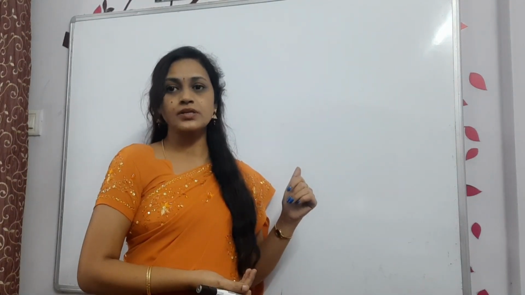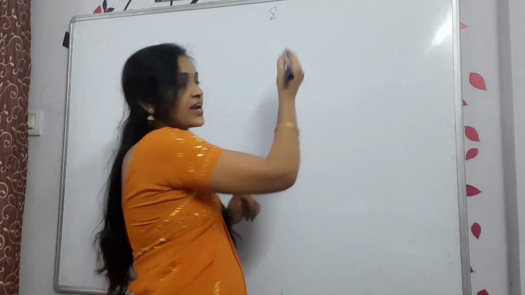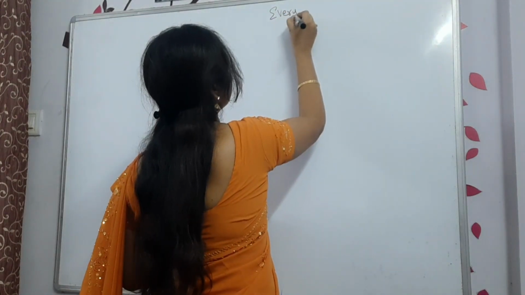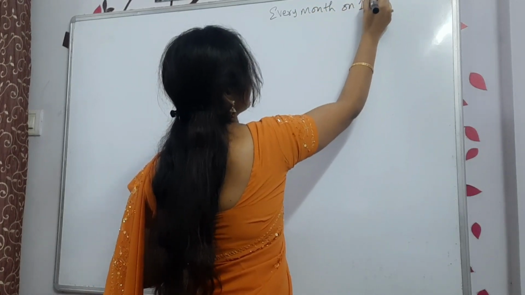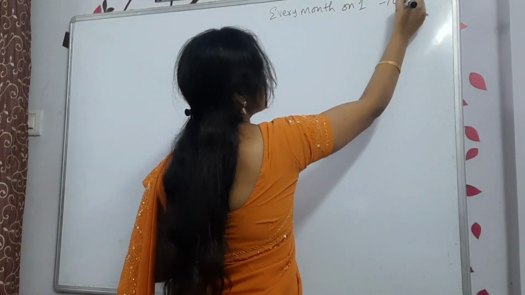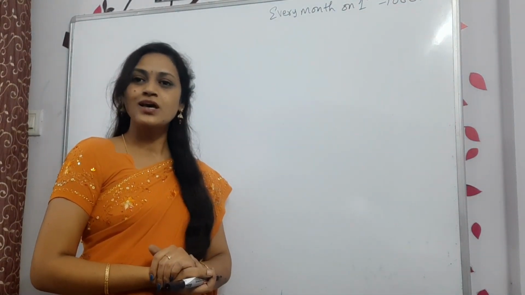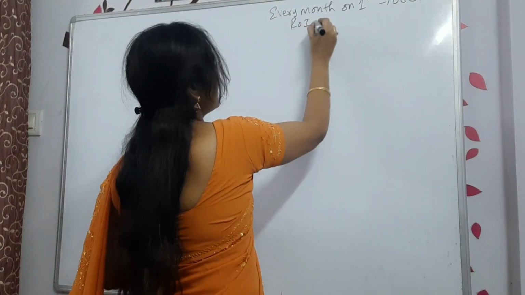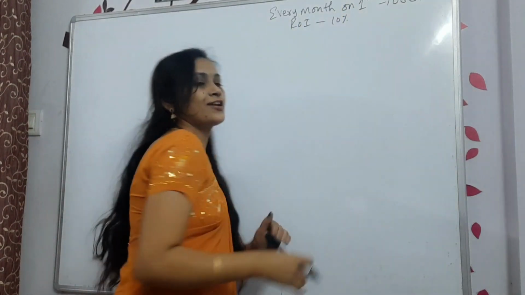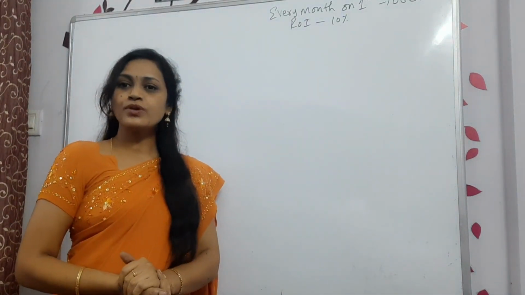Now here we are calculating every month. This is a transaction of every month. So every month on the first they are withdrawing 1000 rupees. Every month on the first they are withdrawing 1000 rupees. The rate of interest we are expecting is 10%. So now, what is the interest per annum you have to calculate?